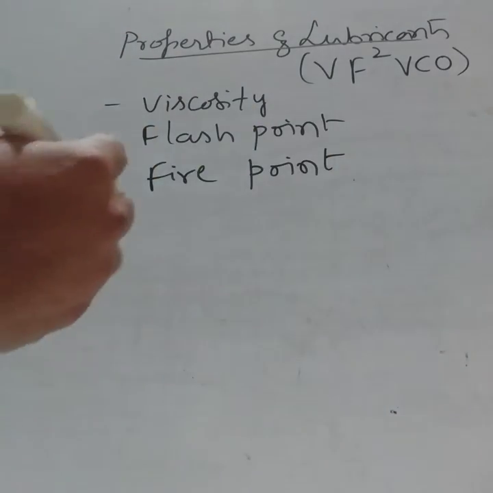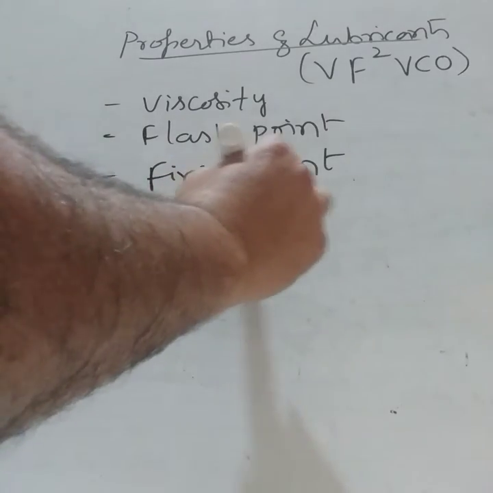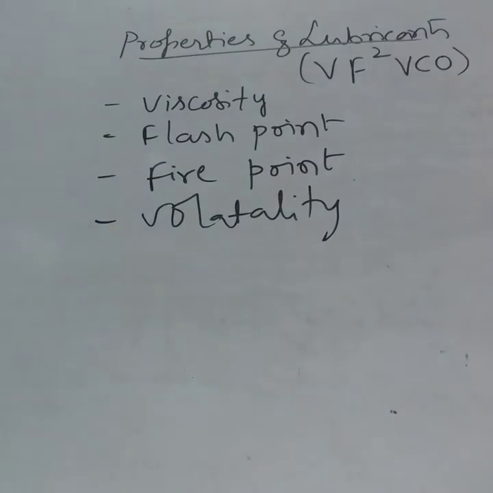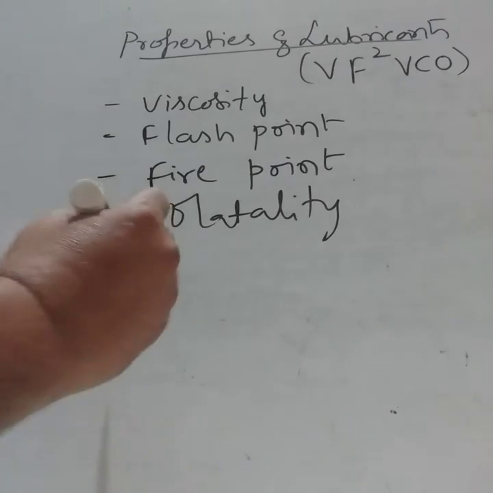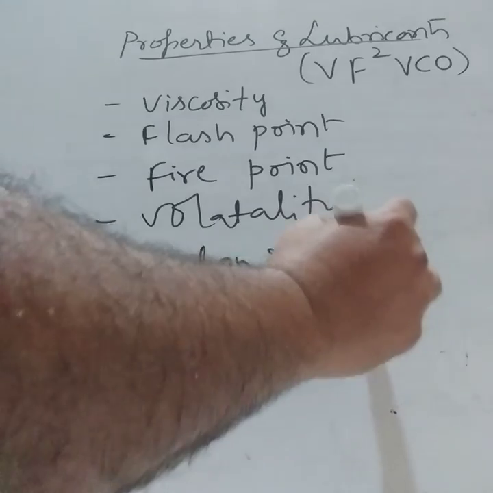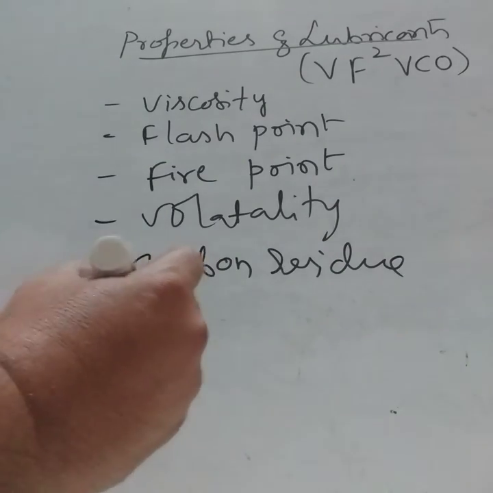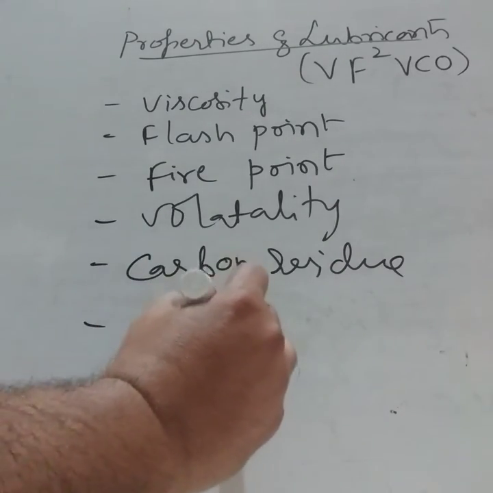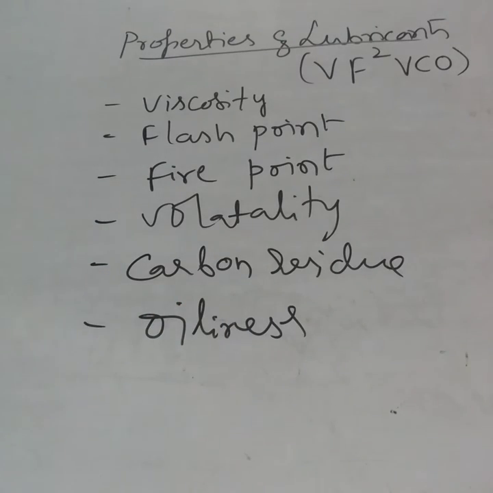Then comes volatility of the lubricant. Then you have carbon residue, and last one is oiliness. These are the properties of lubricants. So viscosity, as we know, is resistance to flow. Any lubricant should have good viscosity, and also it should not lose its viscosity because of temperature or pressure.